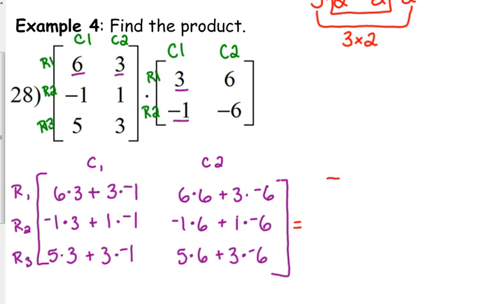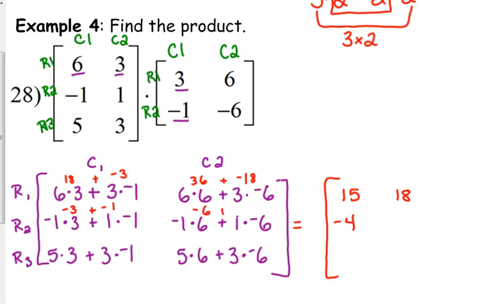And then you crunch the numbers. Exactly. So let's see here. We've got 18 plus negative 3, so that's 15. We've got 36 plus negative 18, so that is 18. We've got negative 3 plus negative 1, that is negative 4. You are more than welcome to use your calculator to do this, but I do encourage, as always, practice those arithmetic skills without a calculator.